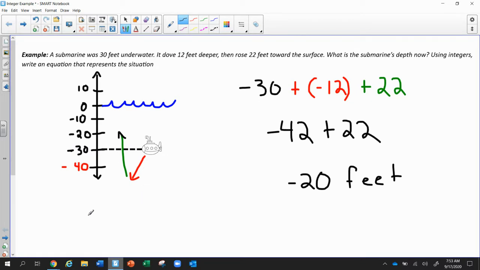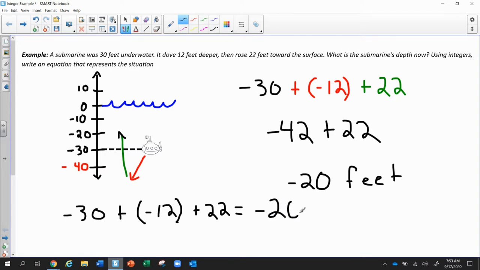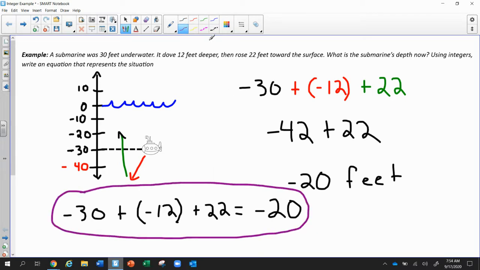So my equation is going to be negative 30 plus negative 12 plus 22 equals negative 20. And I'll circle that answer because that's my equation. Circle this answer because that's my answer.